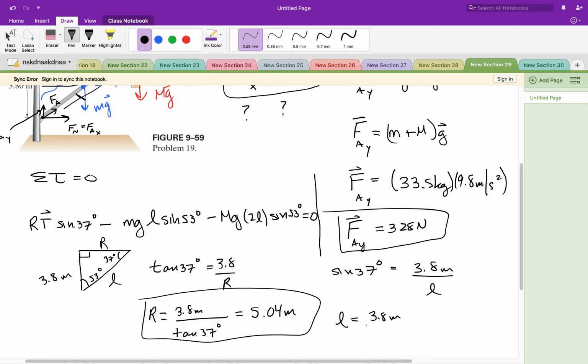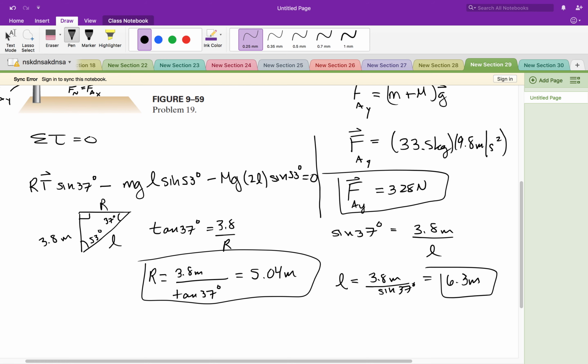So that L is 3.8 meters over the sine of 37. So let's see what I get. 3.8 divided by the sine of 37, about 6.3 meters. Okay, so now I can plug all these in here, right? I can go ahead and plug these things in here.